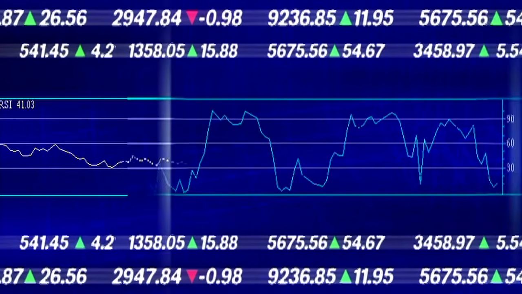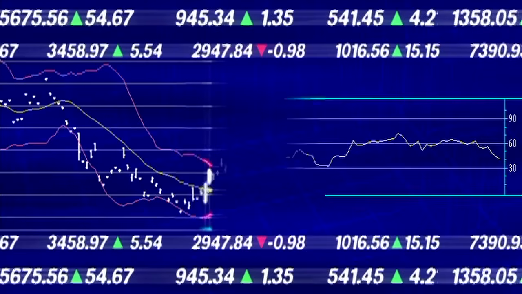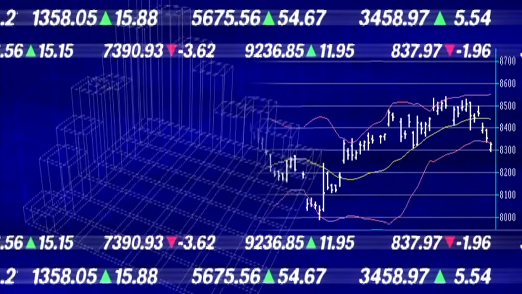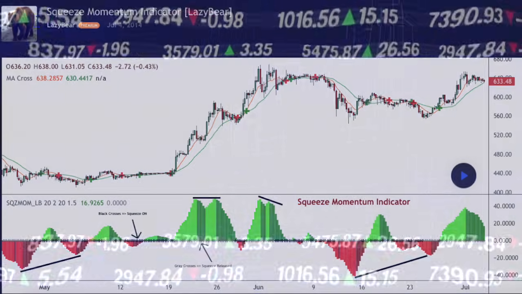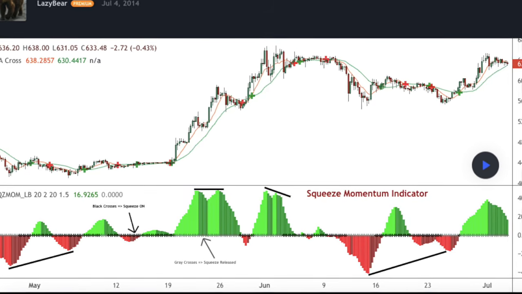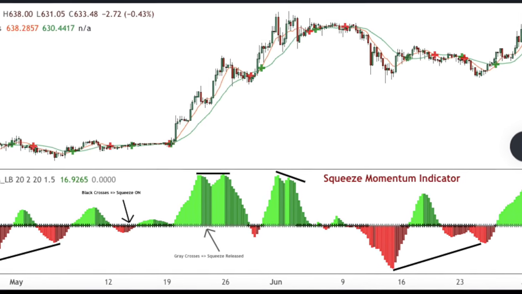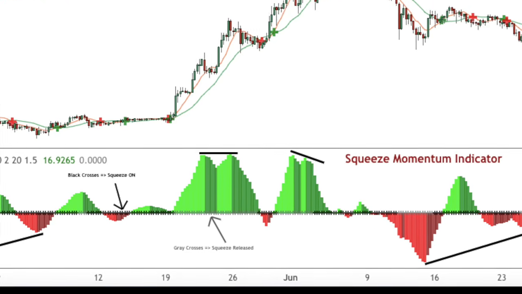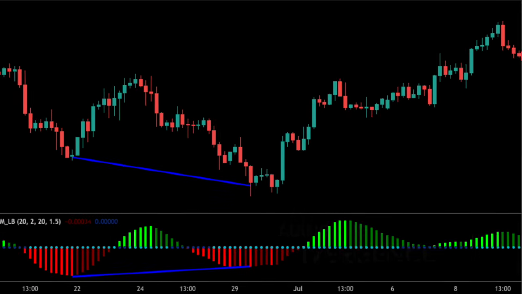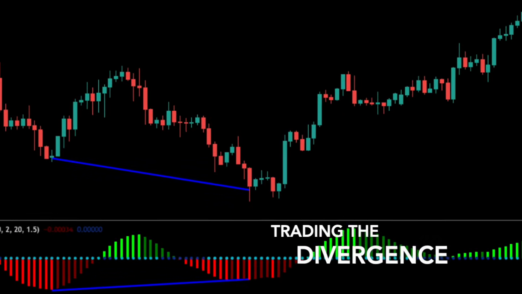Now, please let me start by explaining the regular ways to trade the Squeeze Indicator, and then I will show you how you can increase your win rate while trading it. According to Lazybear, there are two ways to trade the Squeeze Momentum Indicator. The first option is to trade the divergences.